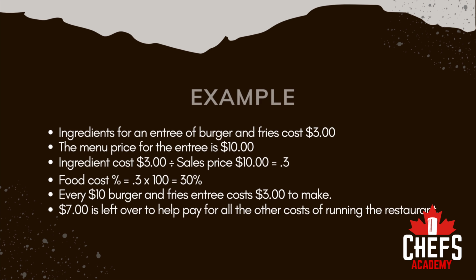percentage. For example, the ingredients for an entree of burgers and fries cost $3. The menu price for this entree is $10. Ingredient cost of $3 by sales price of $10 equal 0.3. So to get the food cost percentage, we're going to do 0.3 times 100 equal 30%. Every $10 burgers and fries entree costs $3 to make. $7 is left over to help pay for all the other costs of running a restaurant.